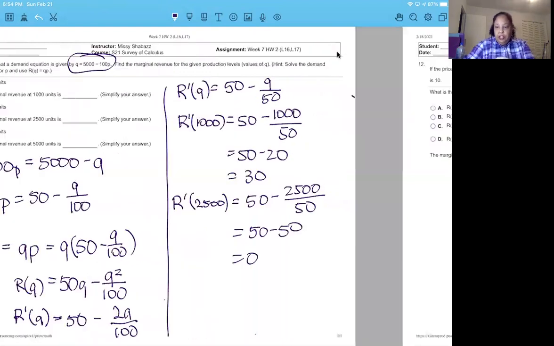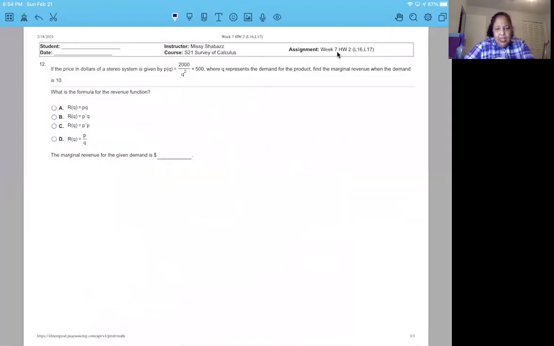All right, next question. It says if the price in dollars of a stereo system is given by P of Q equal to 2,000 over Q squared plus 500, where Q represents the demand for the product. Find the marginal revenue when the demand is 10. Okay, so again, when we think about the revenue function, we want to know the price times the number of units, in our case, the demand of units. So R of Q equals P times Q.